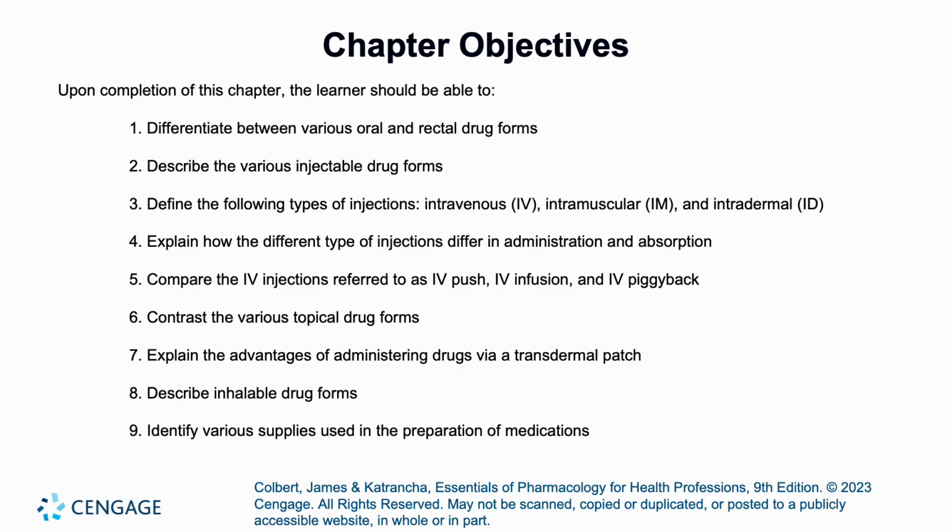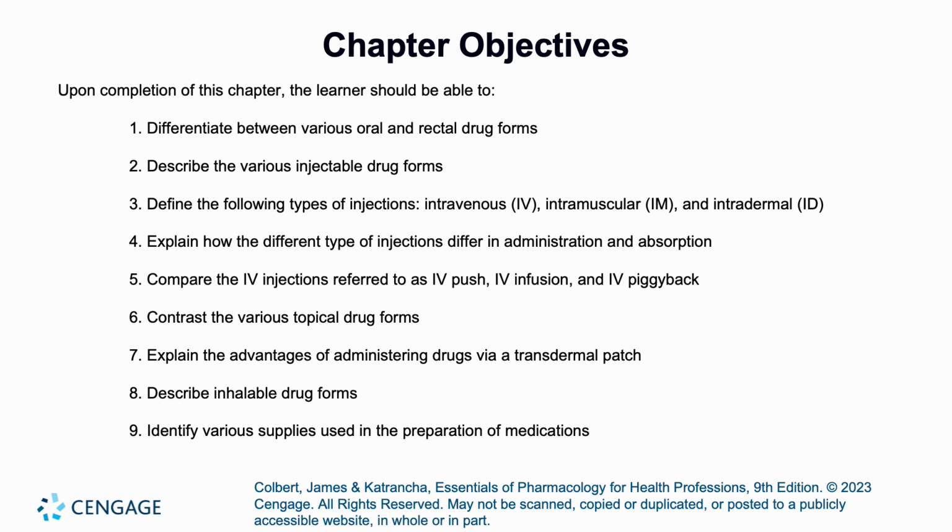Chapter Objectives. Upon completion of this chapter, the learner should be able to: 1. Differentiate between various oral and rectal drug forms. 2. Describe the various injectable drug forms. 3. Define the following types of injections: intravenous, IV, intramuscular, IM, and intradermal, ID. 4. Explain how the different types of injections differ in administration and absorption. 5. Compare the IV injections referred to as IV push, IV infusion, and IV piggyback.